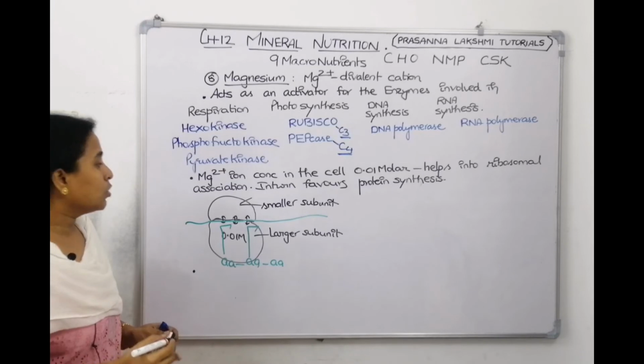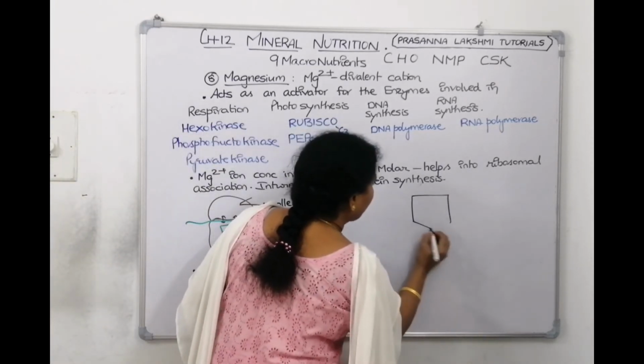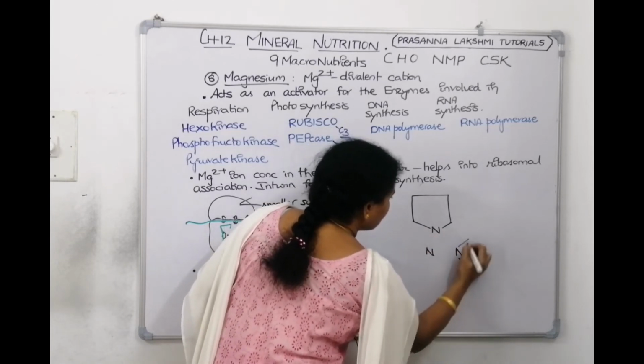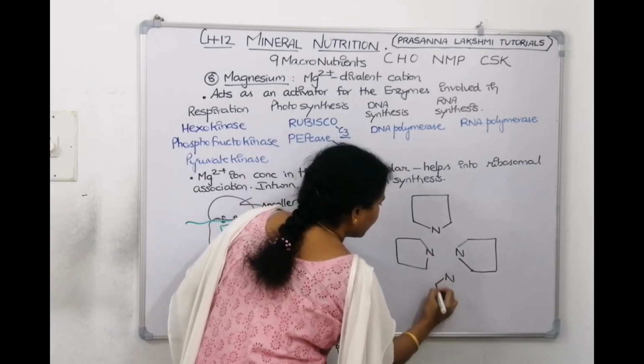I told, so the chlorophyll structure. What is chlorophyll? It's a pigment. Let me try to draw the structure of chlorophyll. It has a ring structure, pyrrole ring structure.